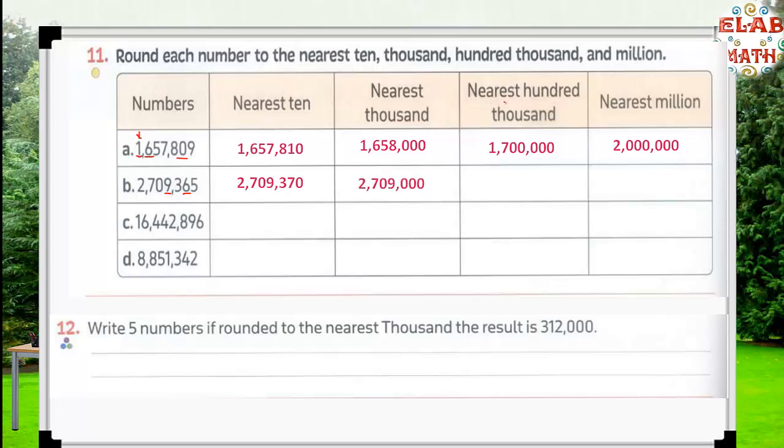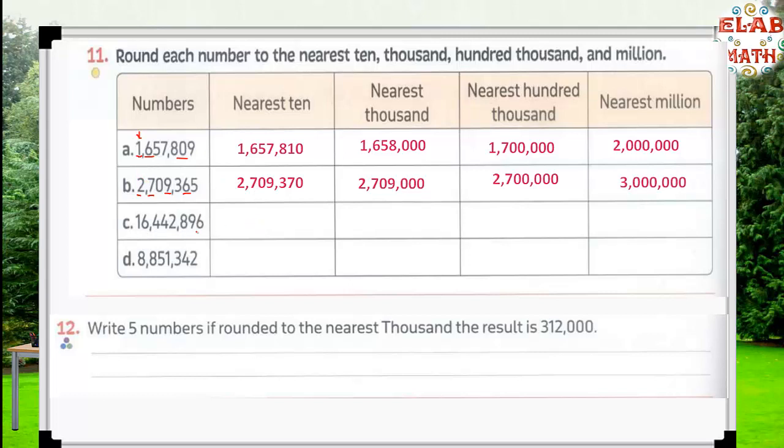Next, we will make the nearest 100,000. Where is 100,000? 7. After the 100,000 place, we have 0. 0 is less than 5, that means you should write 7 without a change. 2,700,000. And last one, nearest million. In the millions place, we have 2, and before 2 we have 7. 7 is more than 5, that means add 1 to 2 to be 3 million.